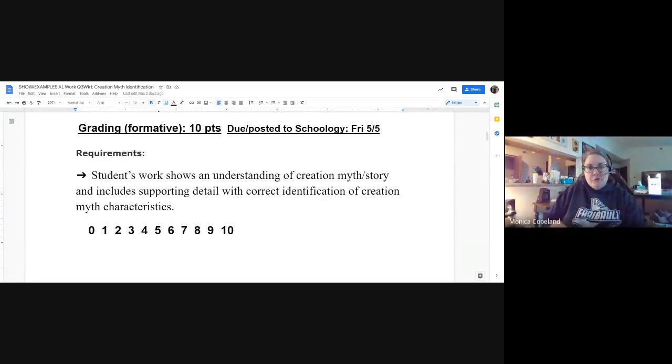All right, so here's how I'm grading you on your answers. Do your answers show an understanding of creation myth or creation story? And do you have supporting detail with correct identification of the characteristics?